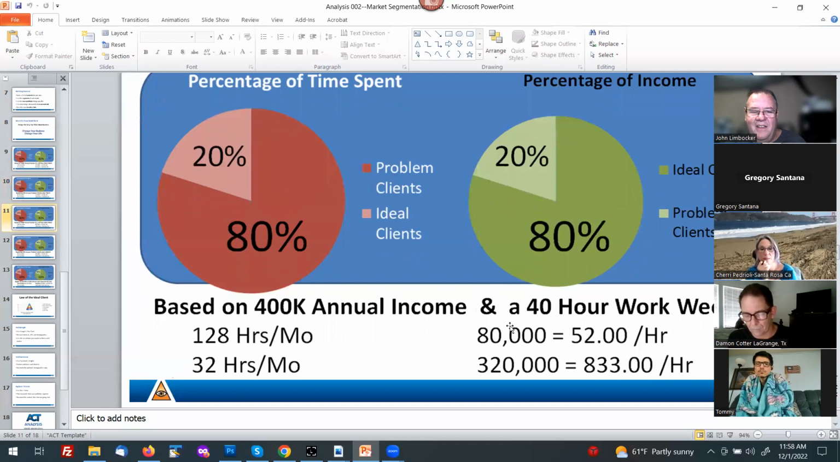Right? Here it is based on a $400,000 annual income. You got $80,000. You're spending 128 hours a month to make 80 grand when you're only spending 32 hours a month to make 320 grand. That's crazy. If you can get your business up to $400,000 a year, why don't you reclaim these 128 hours a month for whatever you want to do with them and throw these guys out the window? They're not worth it, even at $52 an hour.